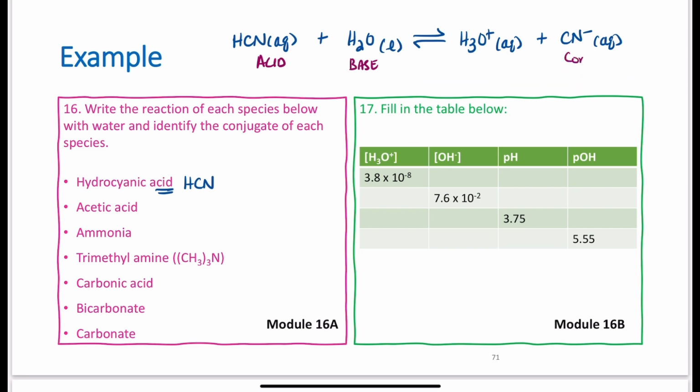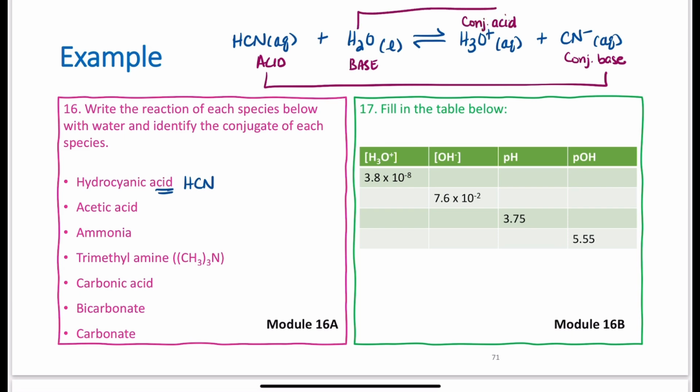What's left over is called the conjugate base. The water formed the conjugate acid. So HCN is the acidic form, CN- is the conjugate base. In this reaction, the H2O was the base, and the H3O+ is your conjugate acid.